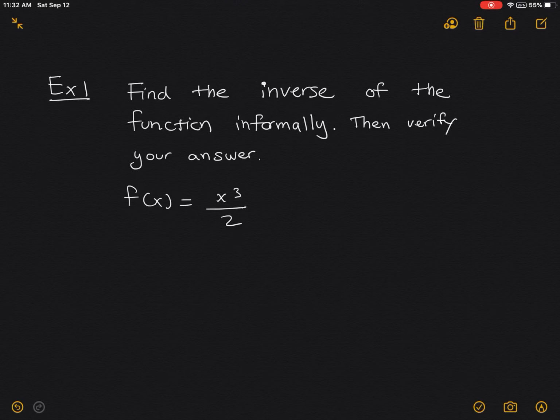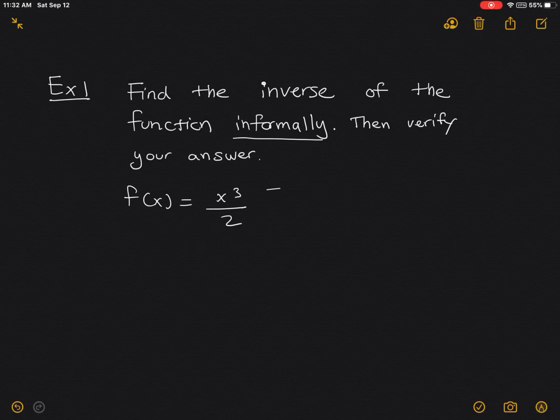All right, let's take a look at the first example in 1.6, finding the inverse of the function informally, and then verify your answer. And then I'll show you algebraically how you actually find it. Okay, so informally, what does that mean? It just means do it in your head.